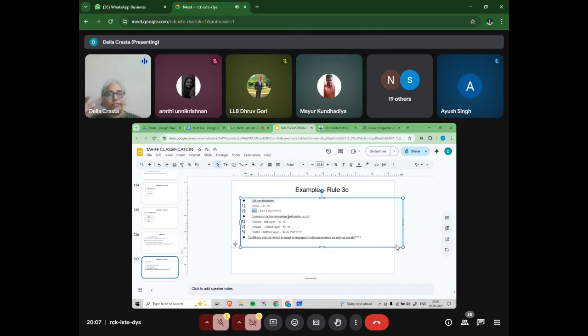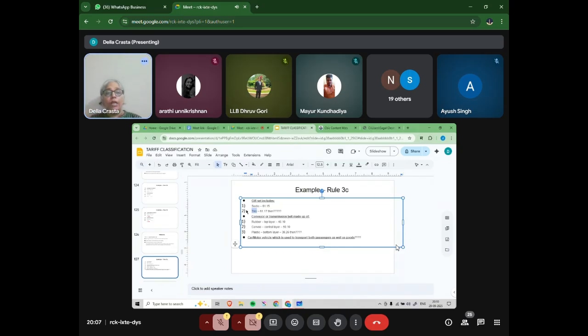There are only two here, 6115 and 6117, so which is the last in numerical order? 6117. So which HS code will be applicable to the entire gift set as per 3C? 6117. Yes. Understood now? Got it. Okay, so this is very important. Here 3C is to be applied only when 3A and 3B fail.